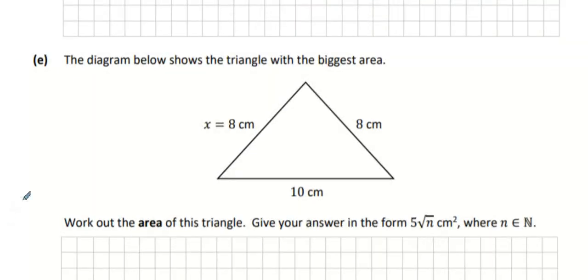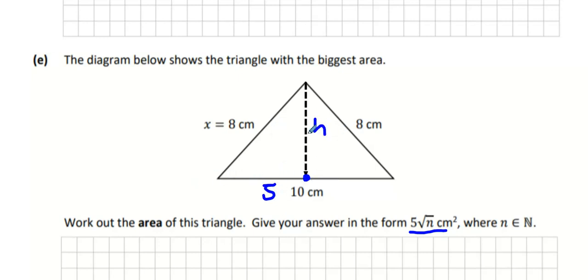Okay, next one. The diagram below shows the triangle with the biggest area. 8, 8, and 10. Work out the area of this triangle and give your value in x root n. Now this is an isosceles triangle. Because it's an isosceles triangle, what we can do next is we can half the 10. So this works for equilaterals and isosceles.